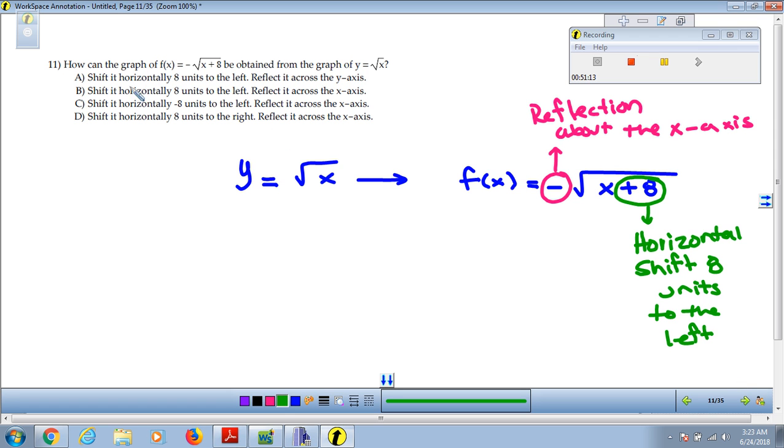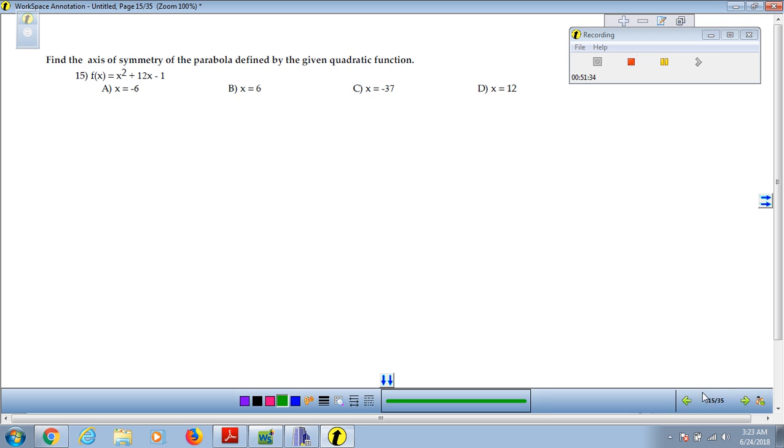First one says shifted horizontally 8 units to the left. Okay, that seems correct. But it says then reflected across the y-axis. That's not correct. B, shifted horizontally 8 units to the left, reflected across the x-axis. So that would be the one. B.